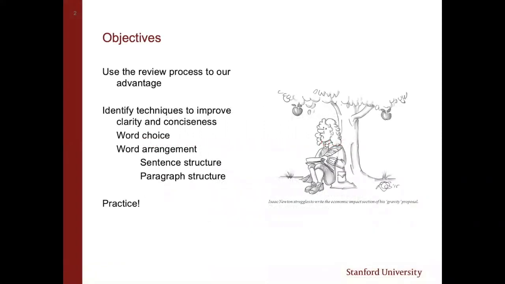First, we'll spend a few minutes going over the grant review process. Then we'll dive into the actual writing piece. There are two things you can do with words: choose them and arrange them. We'll start with word choice, then go over arranging them in increasingly larger units of thought, sentences, and then paragraphs. I want you to get as much out of this as possible, so we're going to work through a lot of exercises.